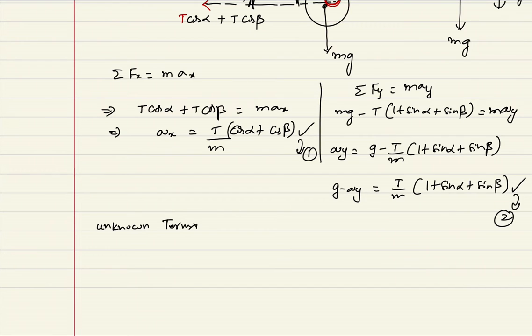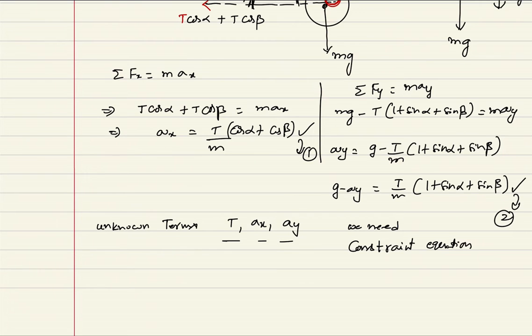T is unknown, ax is unknown, ay is unknown. These are unknown terms, but we have only two equations. So to solve these three unknowns, we need one more equation. That equation is a constraint equation.